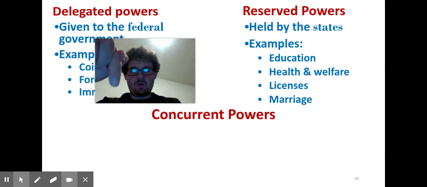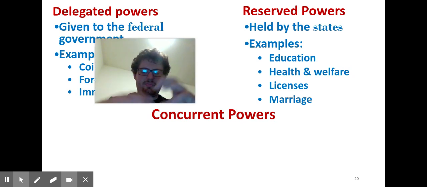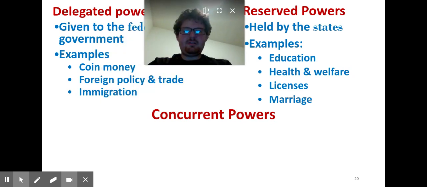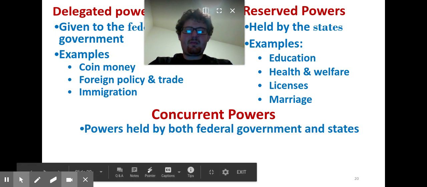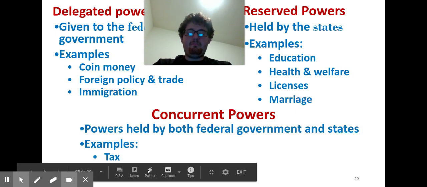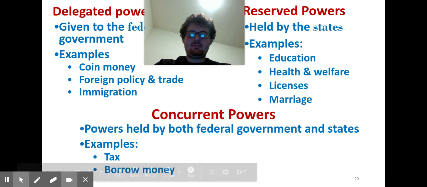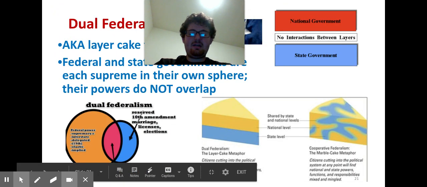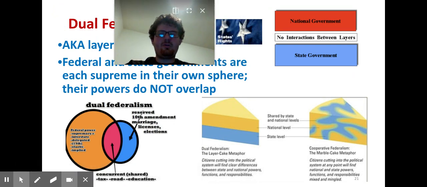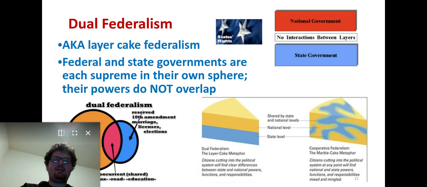Concurrent powers, and this is where things get interesting. These are the places where they share power. See, I can be right in the middle there. Both groups have the ability to tax, borrow money, establish banks. Punish criminals is another one that's pretty important, and we're going to talk about it a lot later.